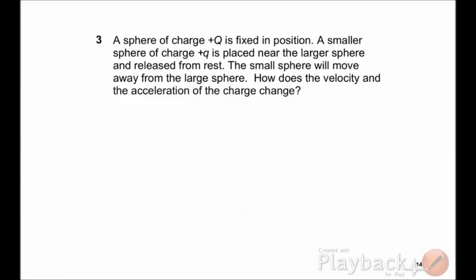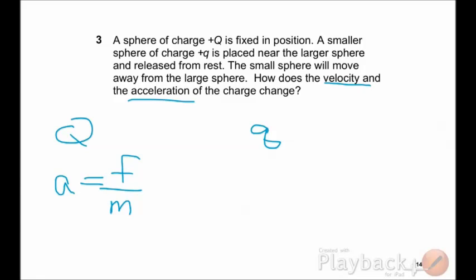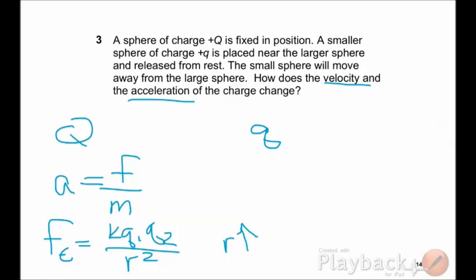Alright, here's a question. A sphere of charge Q is in a fixed position. A smaller sphere of charge Q is placed near. We want to know, as it moves away, how do the velocity and acceleration change? Well, acceleration is equal to force divided by mass. Now, as you move away, electrostatic force is Kq1q2 over r squared. So as your r increases and you move away, your force will decrease, which means your acceleration will decrease. So acceleration will go down.